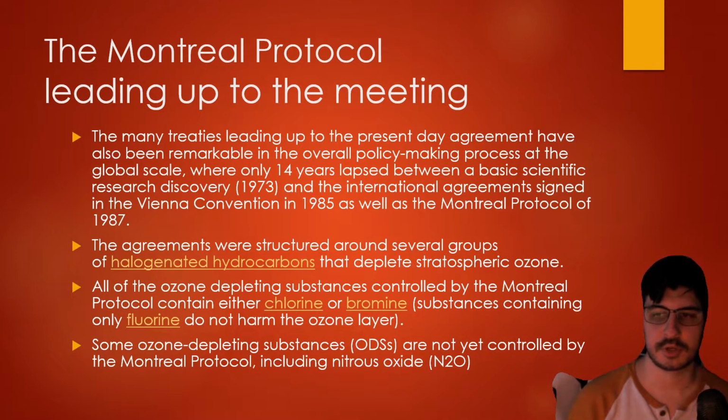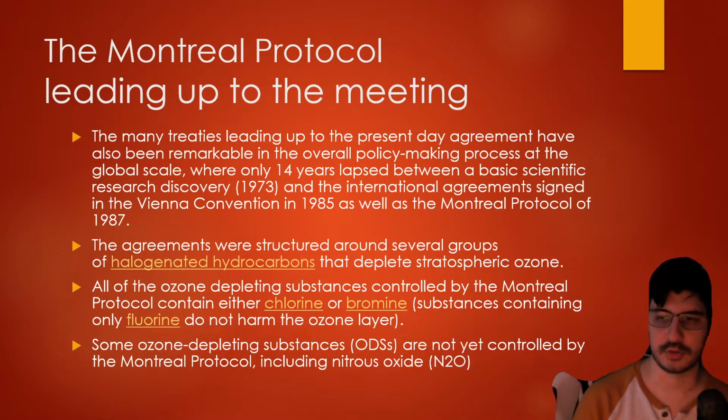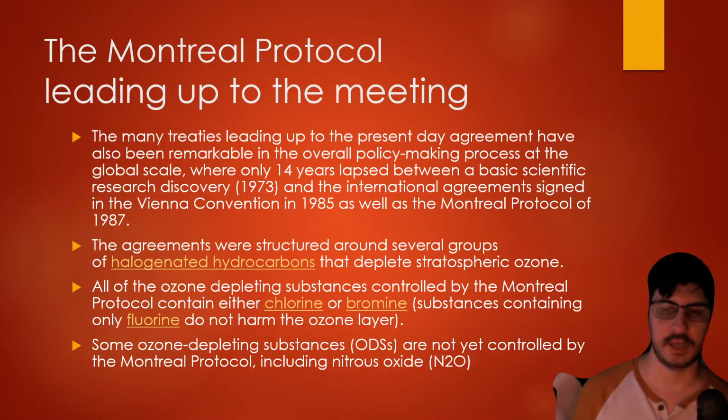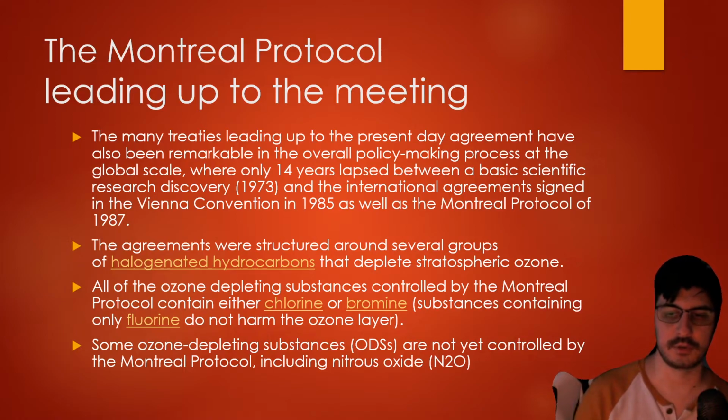The agreements were structured around several groups of halogenated hydrocarbons that deplete stratospheric ozone, such as CFCs. All of the ozone-depleting substances controlled by the Montreal Protocol contain either chlorine or bromine. Substances that actually contain fluorine do not harm the ozone layer. It's this chlorine and these bromine atoms that break off from their parent structure, if you will, and cause the ozone to be interrupted. Some ozone-depleting substances are not yet controlled by the Montreal Protocol, including nitrous oxide, or N2O.